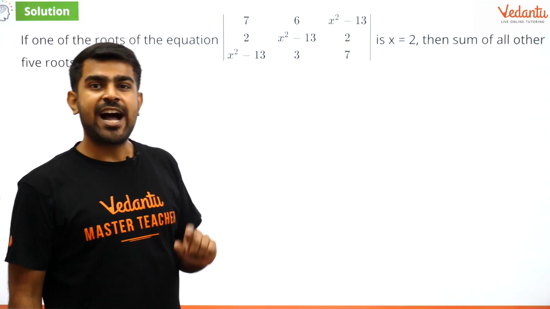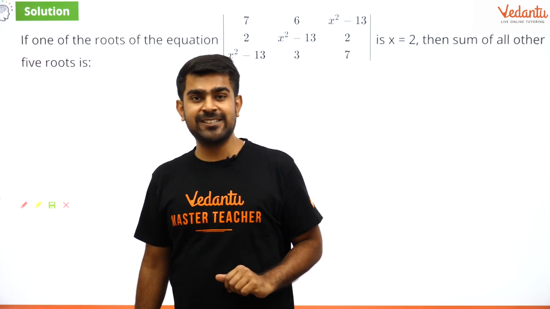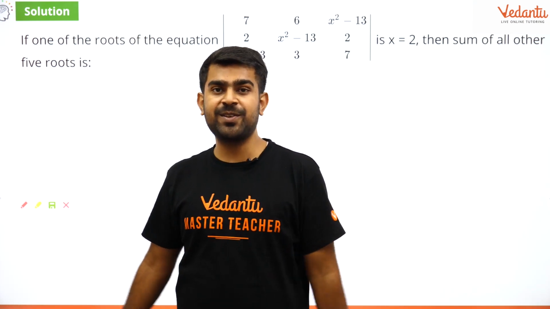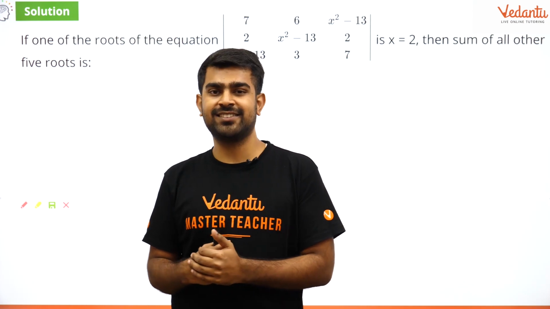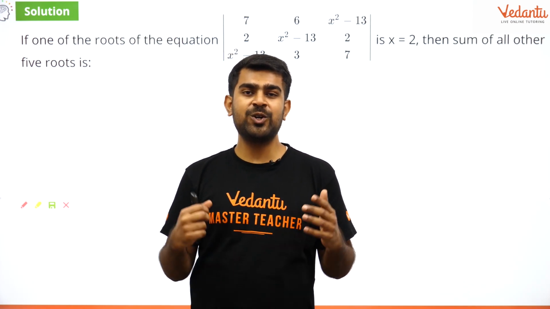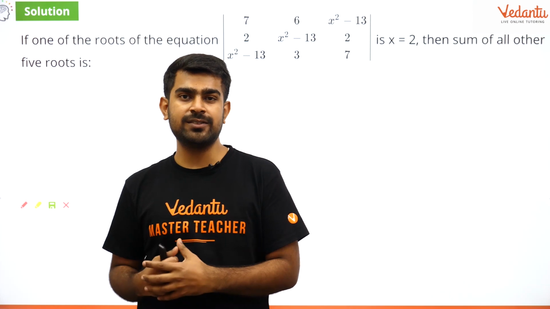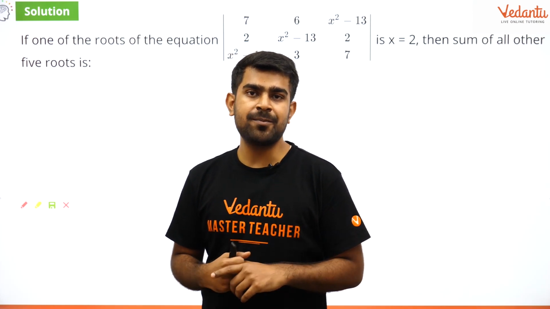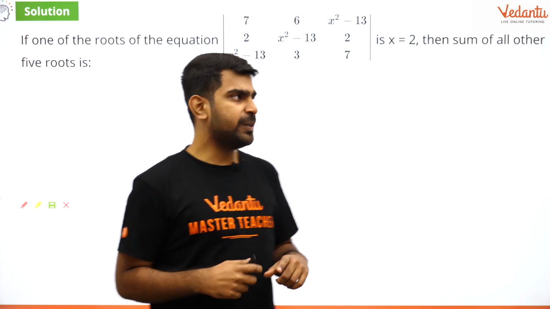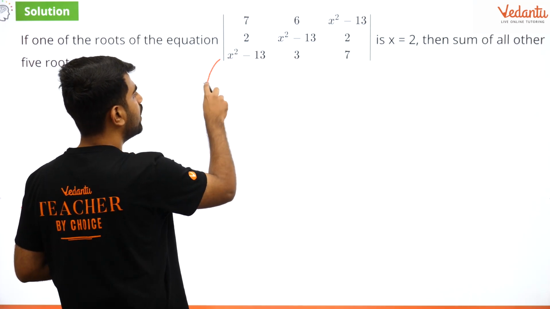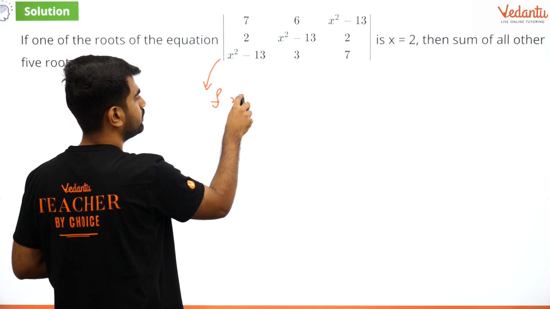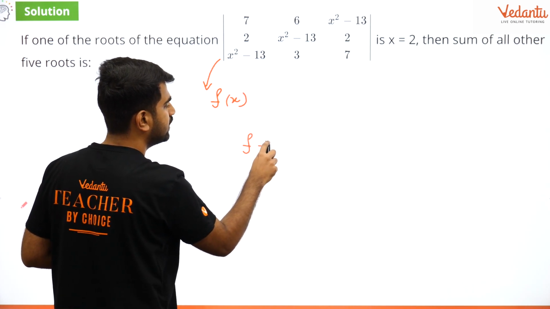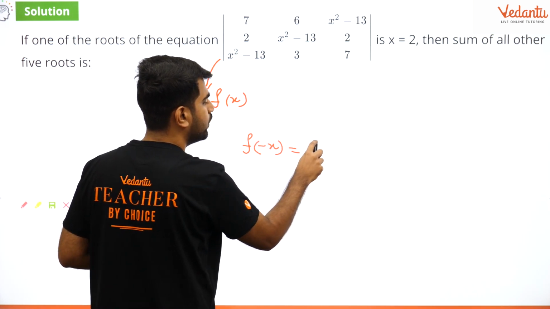Any idea guys? I want people to answer in the chat because this is a good observation. Let us see who gets it right. You can let me know in the chat or you can even comment it down. I will have a look at it. So guys, the observation which I am talking about over here is nothing but f of x. If I call this determinant f of x, the observation is f of minus x is equal to f of x.